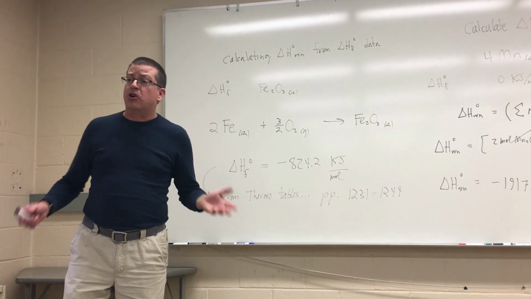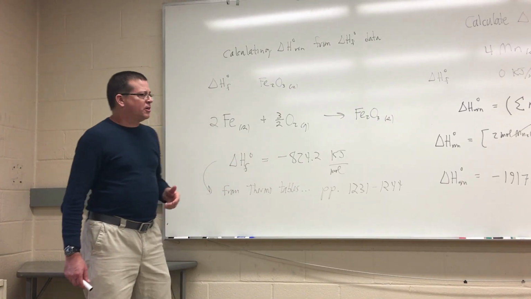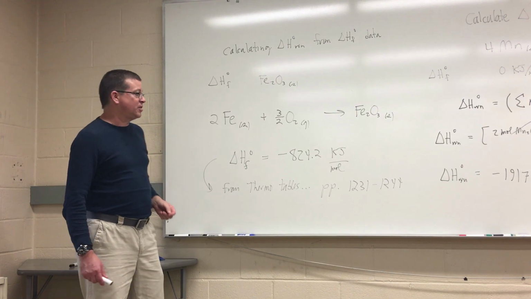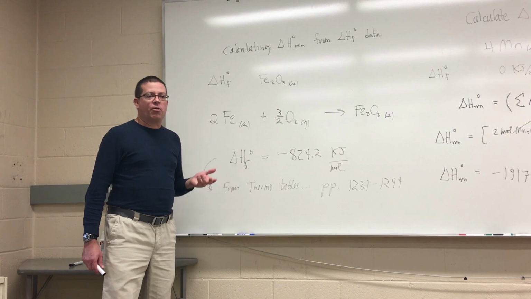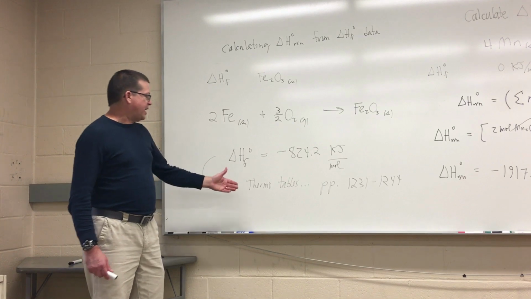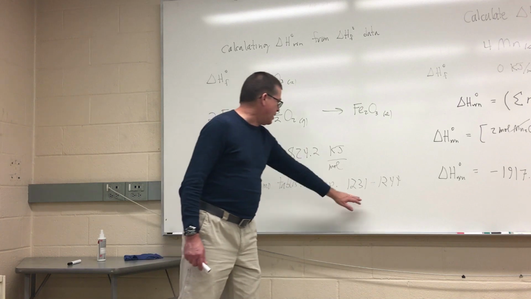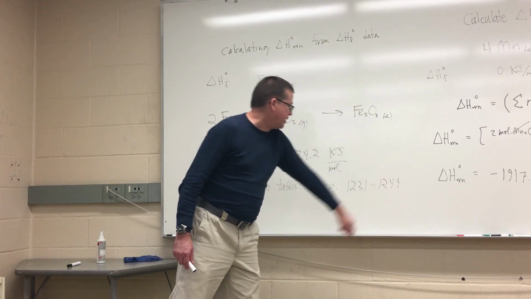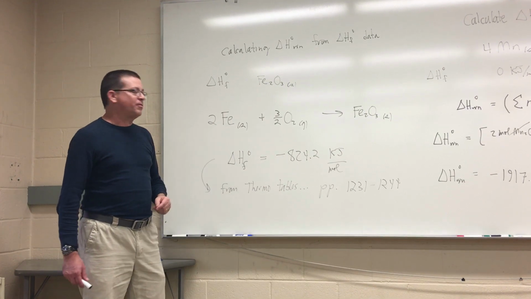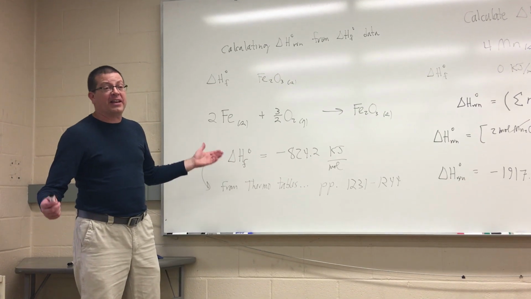So where did that number come from? Well, as it turns out, these are all tabulated values. For pretty much any compound that you can think of as it exists under standard state conditions, we can look up a delta H of formation for that particular compound. So where is this data? Well, this data comes from thermodynamic tables that are found in your textbook, specifically between pages 1231 and 1244. So you can look at those tables and find examples of these values of delta H of formation. The long and the short of it is we can go look these up and then use them.